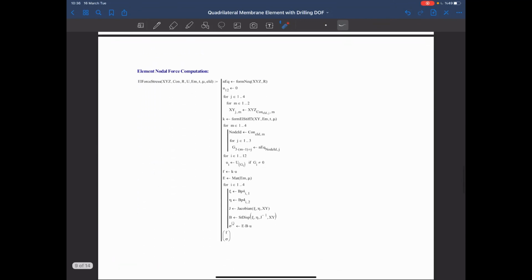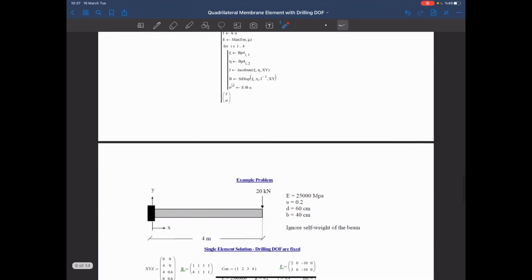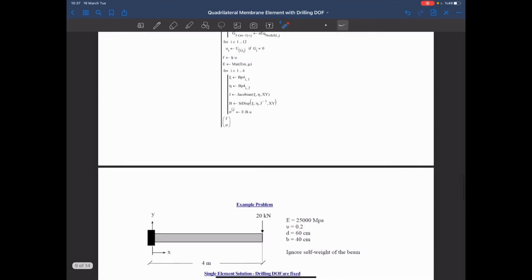Before that, of course, we will have to discuss the element nodal force computation. Again, there's nothing special about it. The same approach as with the bilinear element: K times U will give me the nodal forces, and at every point I'm calculating stresses as displacements times B, which will give me the strains, multiplied with the constitutive relationship will give me the stresses. Now the example problem, again I'm solving the same problem.